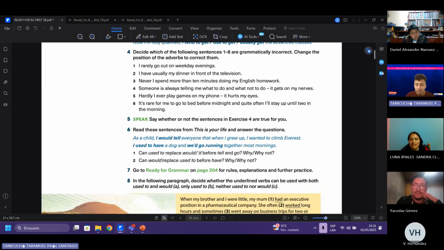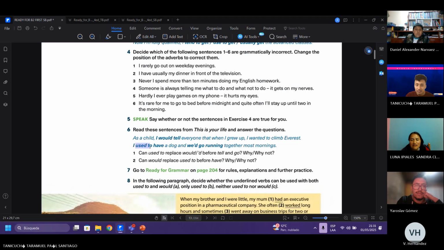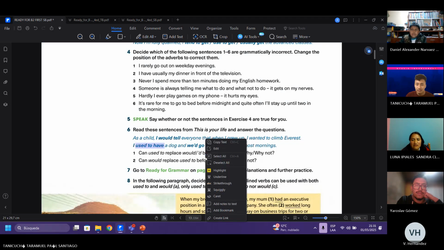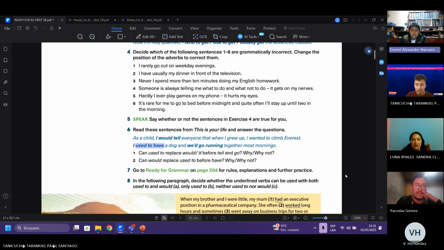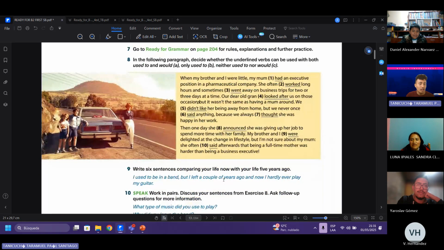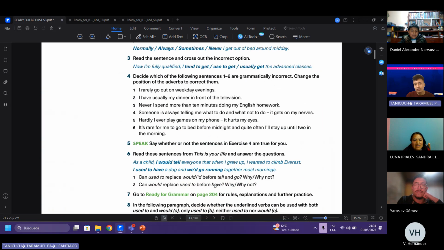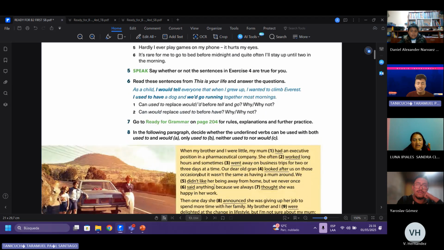And can would replace used to before the verb have in this part? No, because it says I used to have. Yes, perfect. No, that is correct. All right. Okay, it was supposed to be looking at this part, but because of the time, it is not going to be possible.